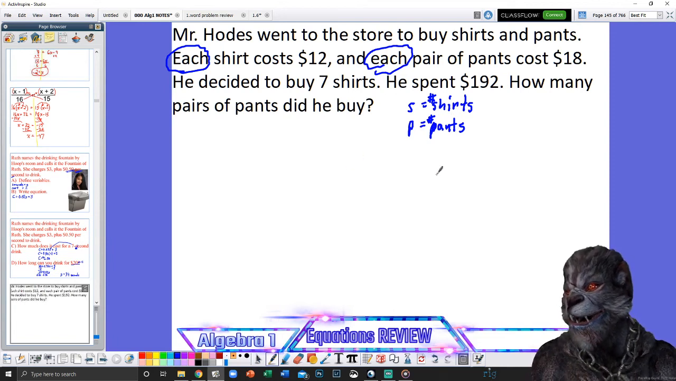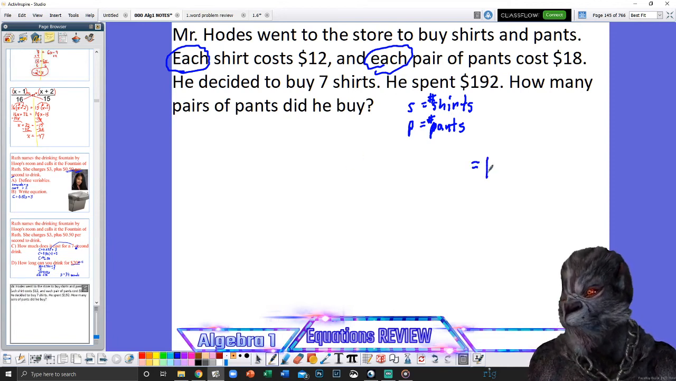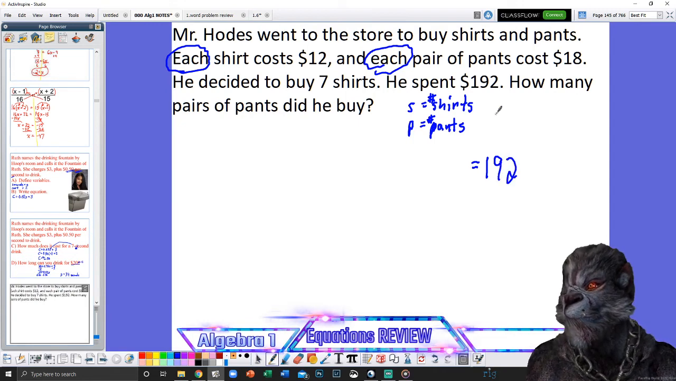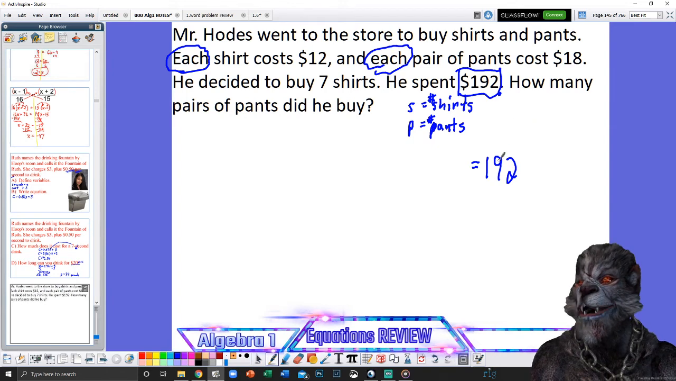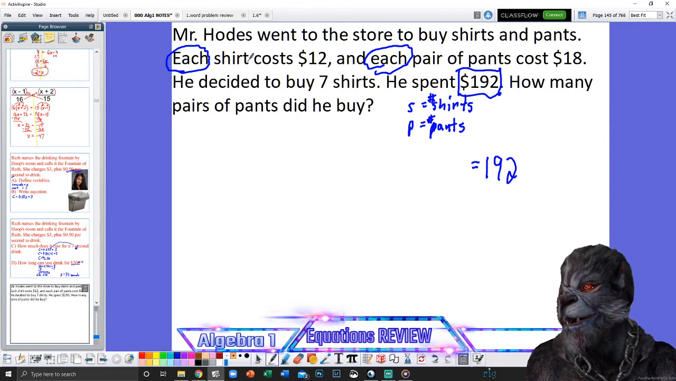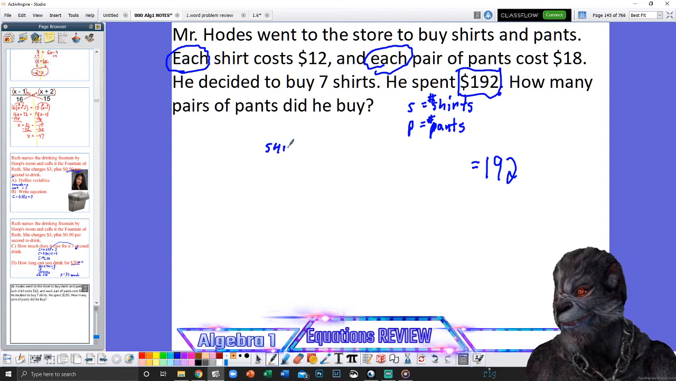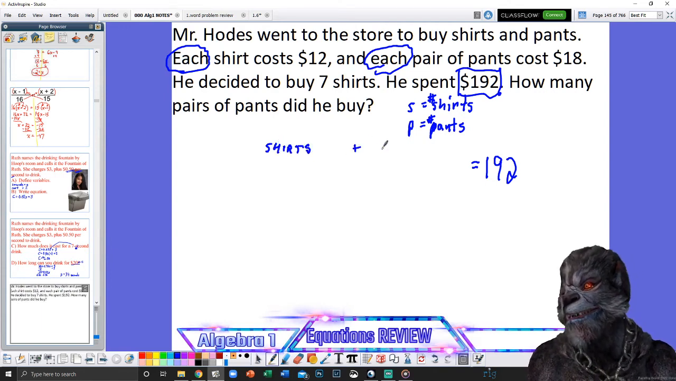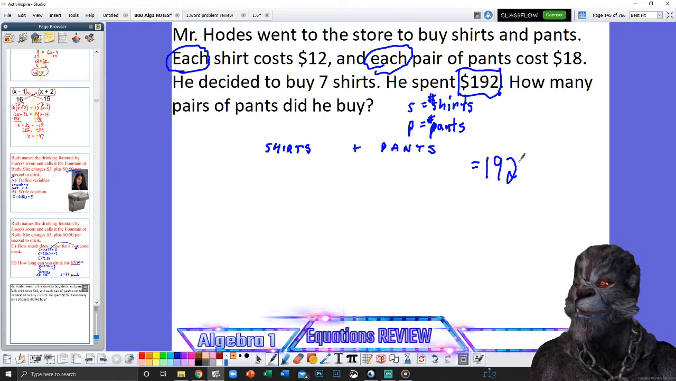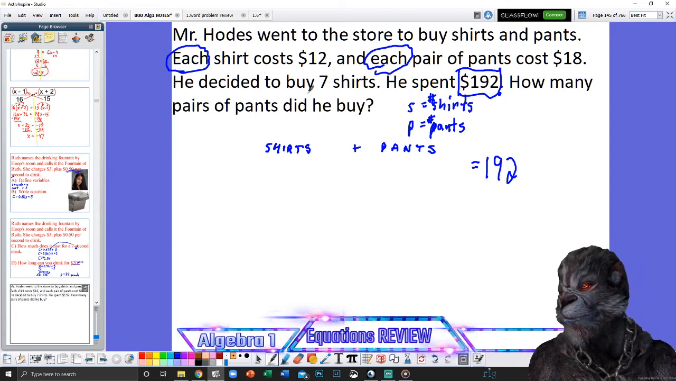Hodes is going to the store. He spends a total of $192. I like getting the total done because now I know that that number is done. I've used it. Now each shirt costs $12. So let's look at shirts. And then if I take his shirts and add how much money he spent on pants, that's going to equal $192. So let's talk about shirts.